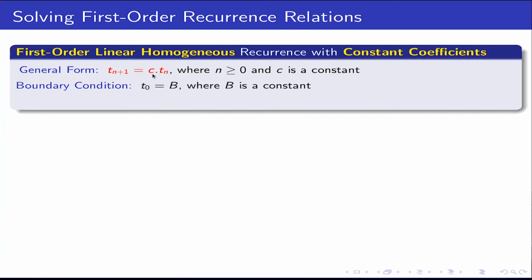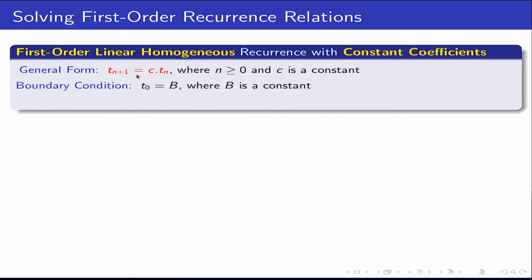What do you mean by constant coefficients? You see that the coefficient of t(n+1) is 1. The coefficient of t(n) is c, which is a constant. So all the coefficients that occur with the recurrent function are of constant type. So this is a first order, linear, homogeneous, constant coefficient recurrence. Boundary condition, as we saw, t0 equal to b.